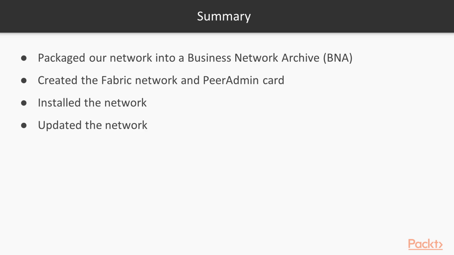In this video, we examined how to install, start, and upgrade a Composer business network into Hyperledger Fabric. We use the Composer CLI to package our network into a BNA file, install it onto the peers, start it for the first time, and upgrade it when necessary.